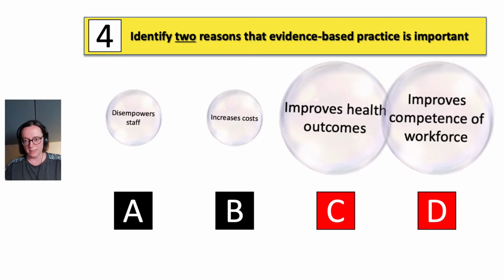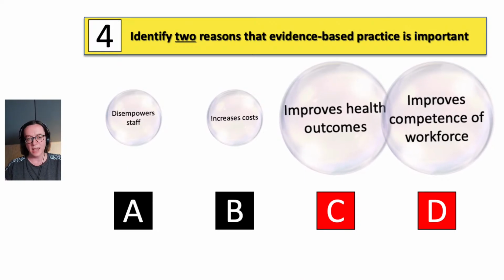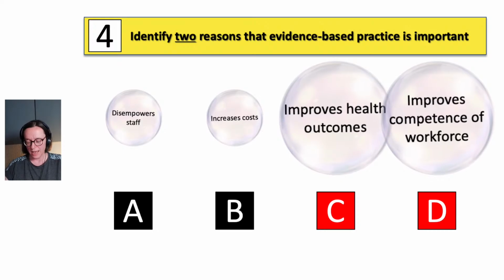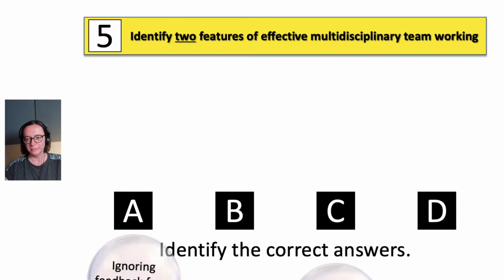And then competency is about your skill set and your ability to do something well. So evidence-based practice can improve our competency. So it improves our knowledge and skills because we can see how to improve our practice, what to change, what we need to learn, maybe what our gaps in our knowledge are. Absolutely brilliant. Round of applause.